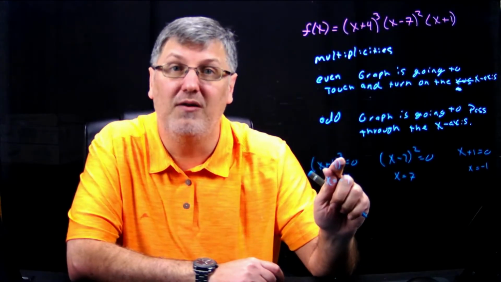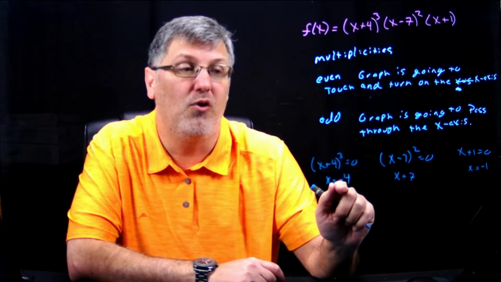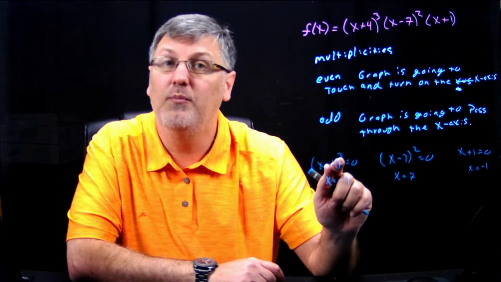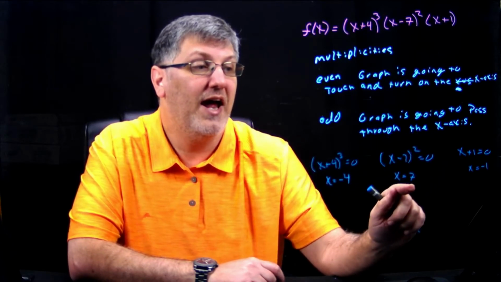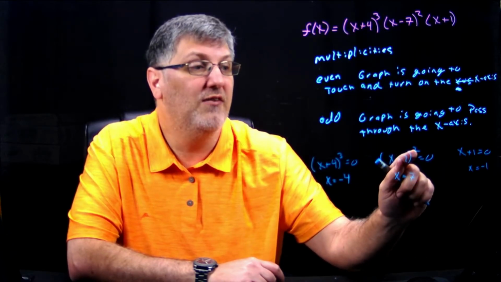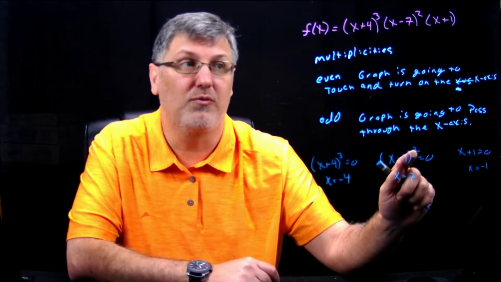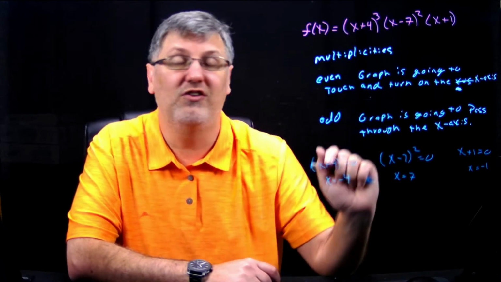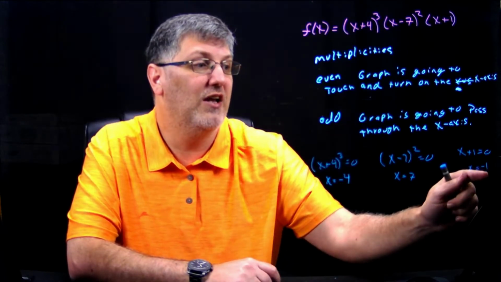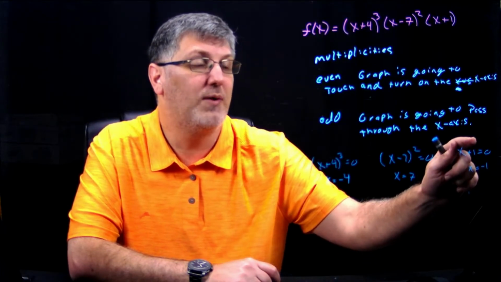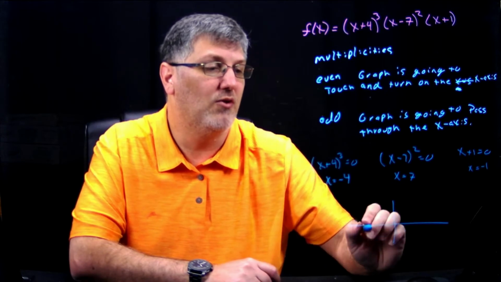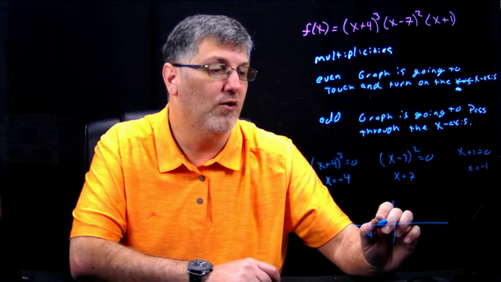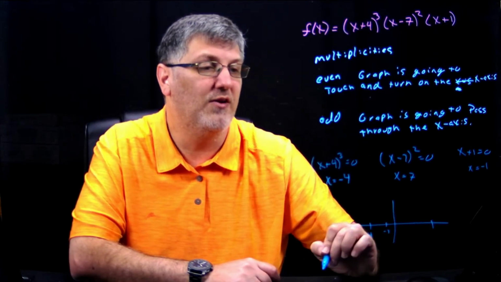3 is an odd number. So at -4, it's an odd multiplicity, and it's going to pass through the x-axis. At 7, it's an even exponent, so it's an even multiplicity, and it's going to touch and turn on the x-axis. And at -1, this is just to the first power, which is odd, so it'll pass through.